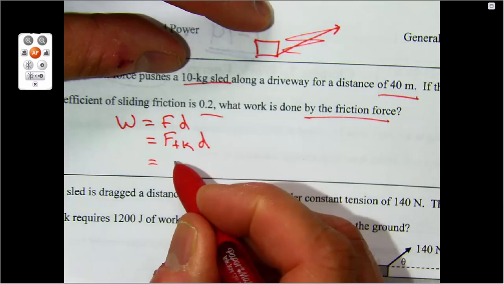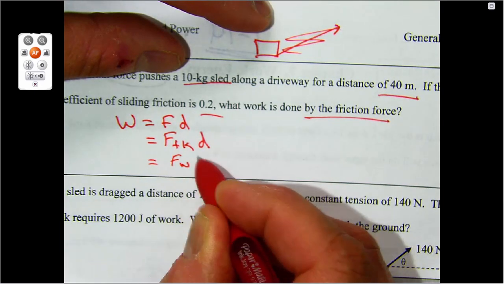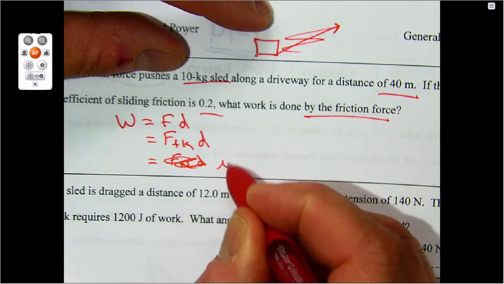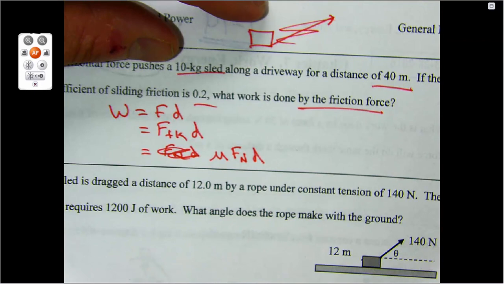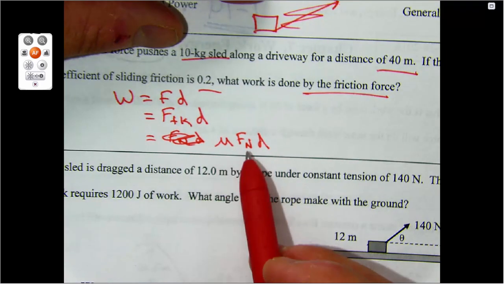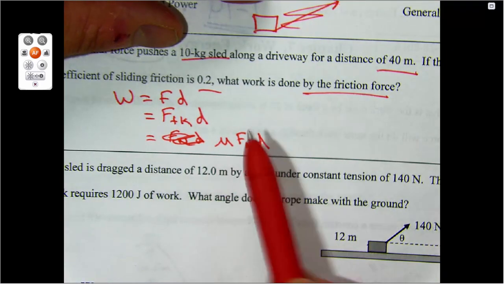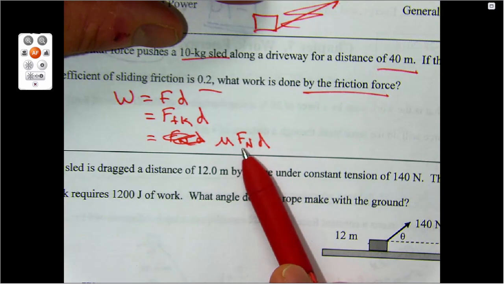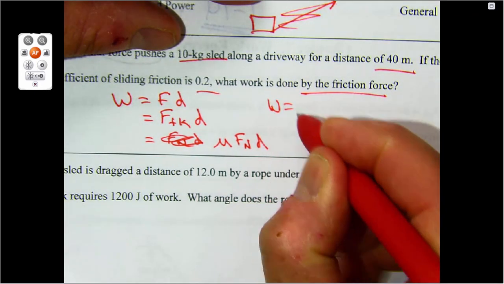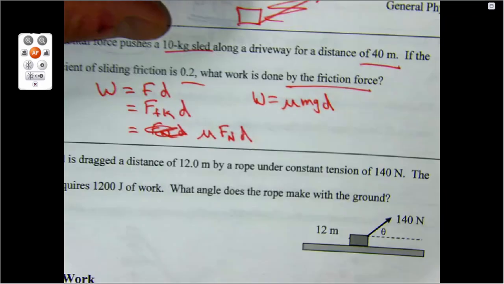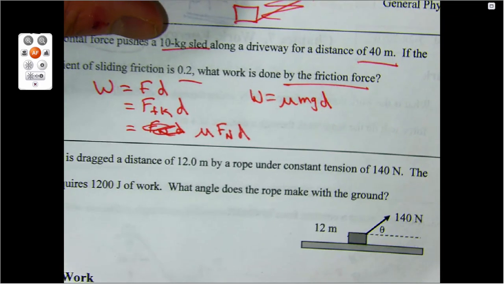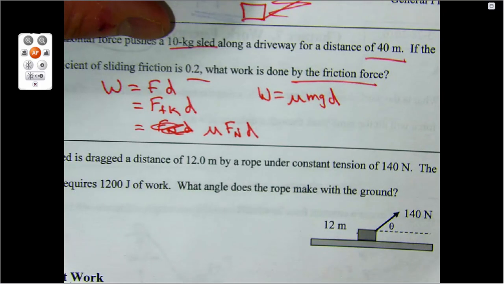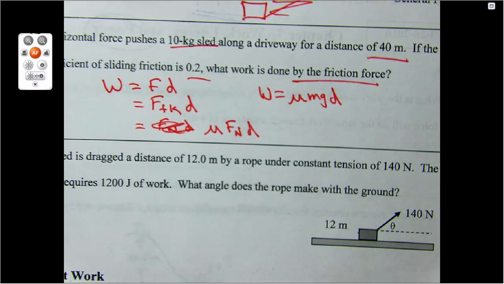So this is just going to be mu times the normal force times distance, right? Because the force of friction is mu times normal force. And since there's no angle, the normal force is equal to the force of weight. So the work done here is going to be mu mgd, isn't it? It should just come out to be mu mgd. What else do we have on this?